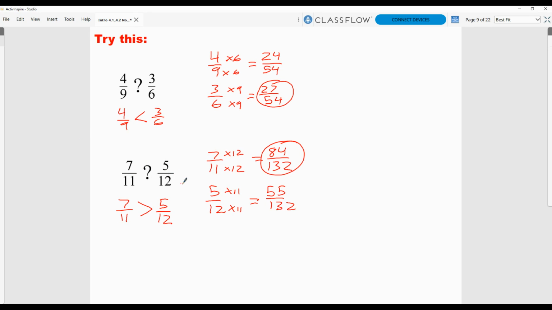If we change this one to get common denominators, this gets multiplied by 12. This one gets multiplied by 11. We ended up with some pretty large numbers here. We got 84 over top of 132. That one was greater, so my symbol went the other way, showing that this point is going to the smaller fraction here. So that's what you got for some answers. Hopefully those worked out for you guys.